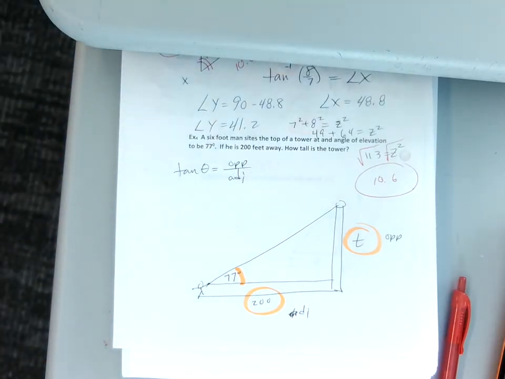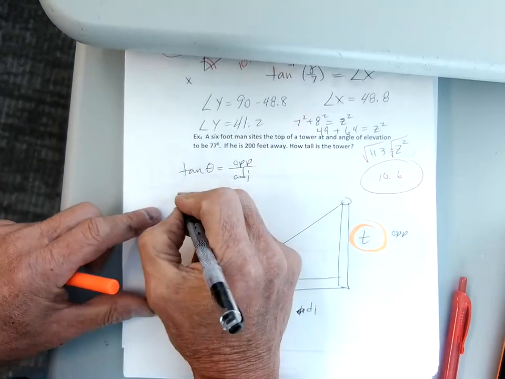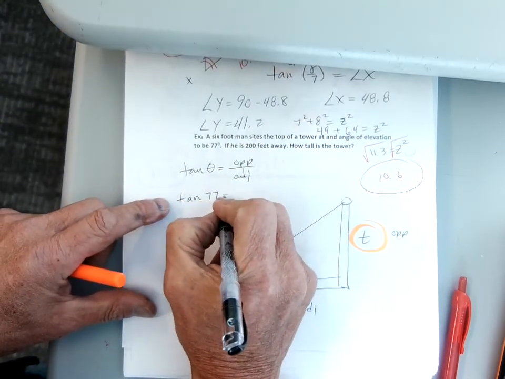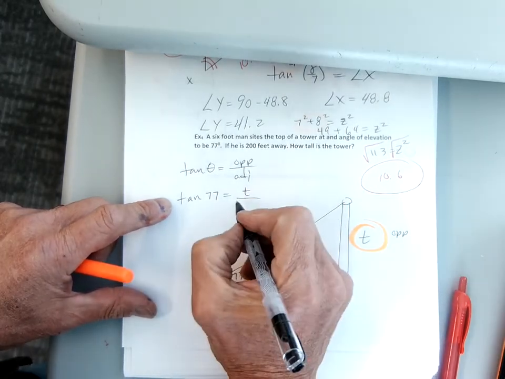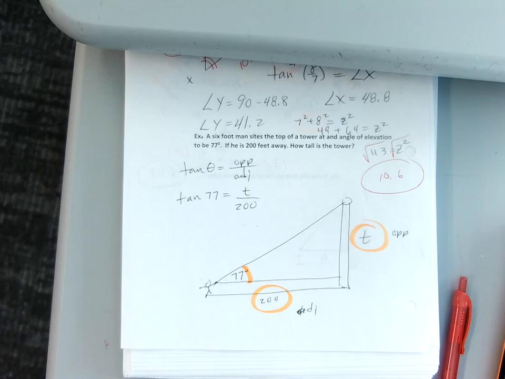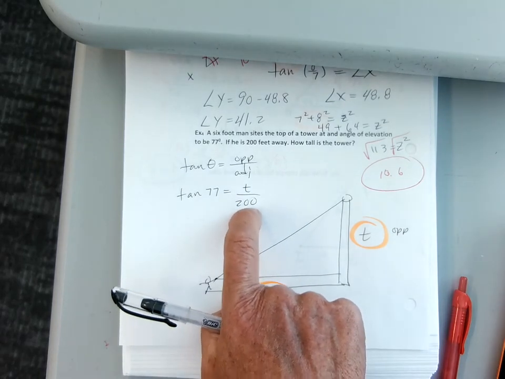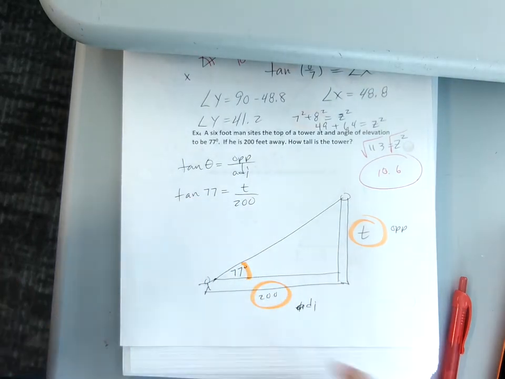Theta stands for angle. So 77 goes there, right? My opposite is T, and my adjacent is 200. Then you just put that in your calculator. So we're going to go tangent 77 equals T over 200. How do we solve? What are we going to do? Multiply by 200. Thank you.